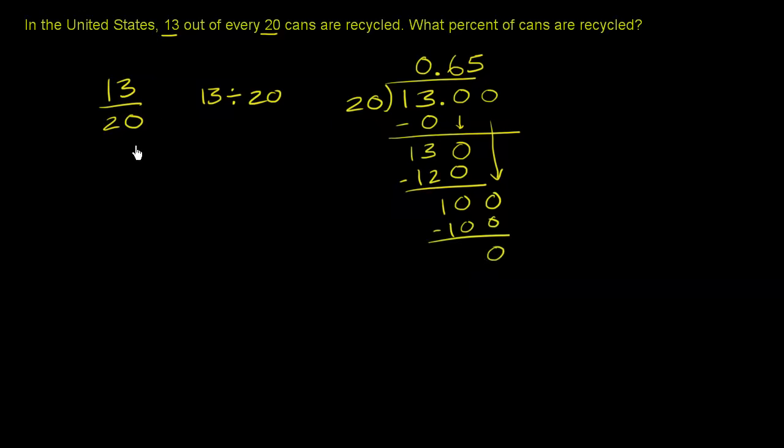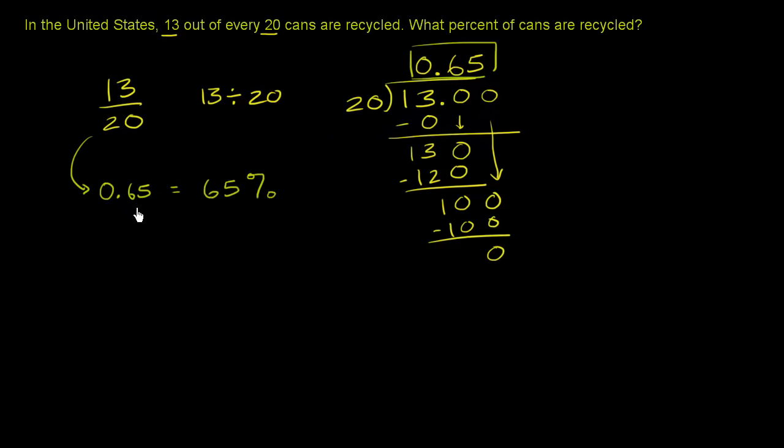So this written as a decimal is 0.65. So as a decimal, it's 0.65. And if you want to write it as a percentage, you essentially multiply this by 100. Or another way you could say is you shift the decimal over 2 spots to the right. So this is going to be equal to 65%.